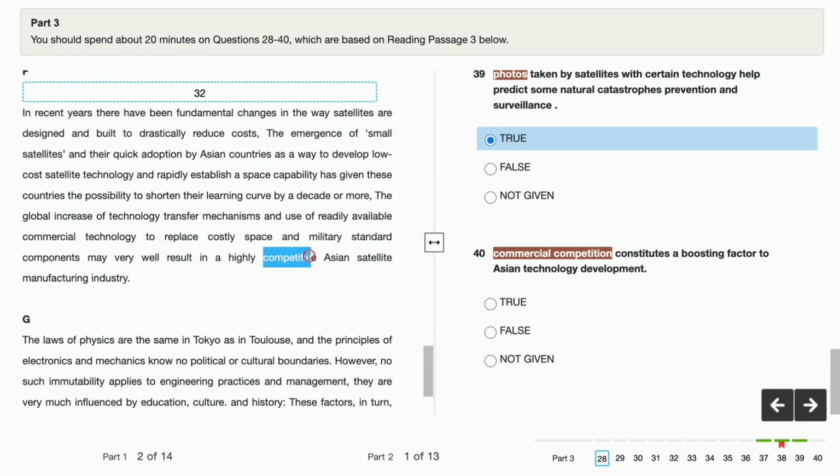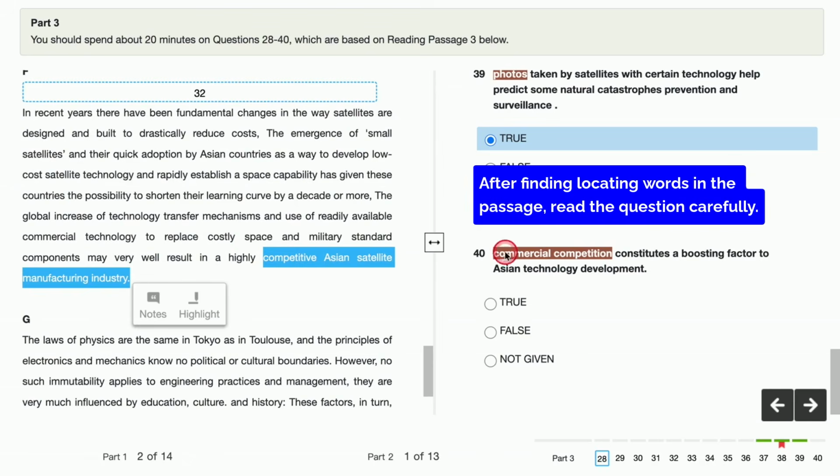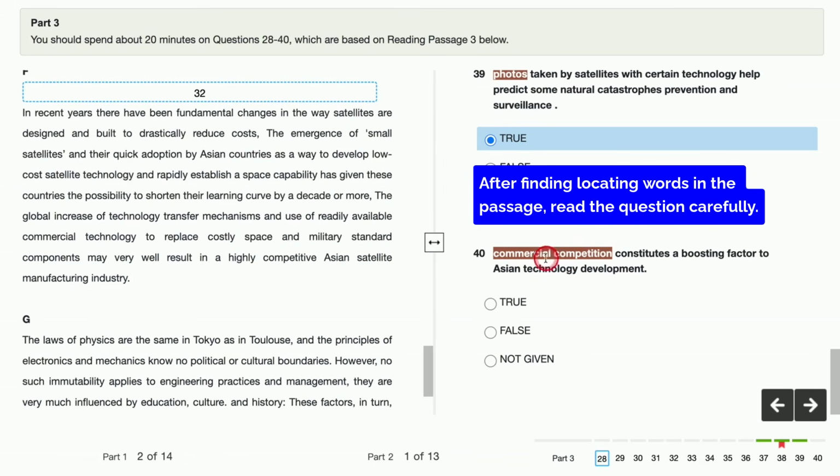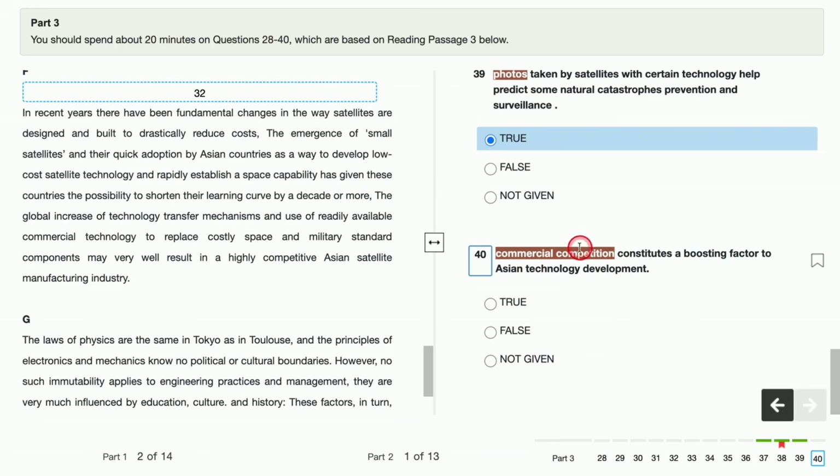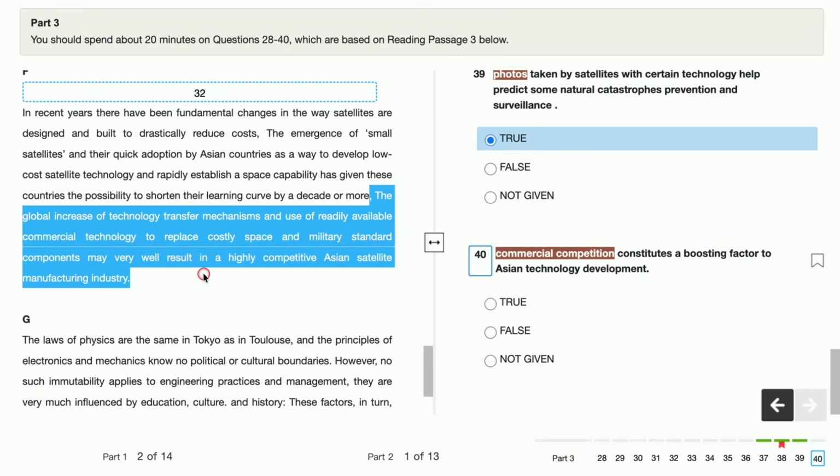As you can see here, it mentions competition. Competitive Asian satellite manufacturing industry. So now we need to read the question again. Commercial competition constitutes a boosting factor to Asian technology development. So basically this question is saying competition boosts technology development. Now let's read this sentence and see if it mentions competition boosts technology development.